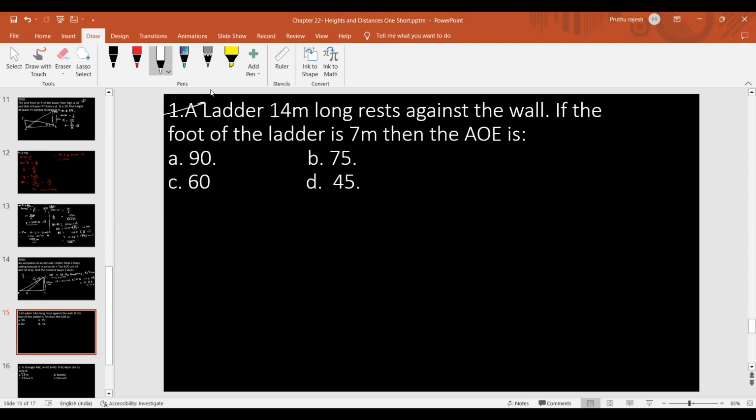So this first question says that a ladder 14 meters long. So length of ladder is 14 meters long, rests against the wall. So foot of ladder is 7 meters, then angle of elevation. You guys did it, right?